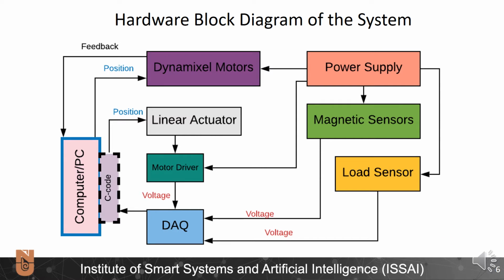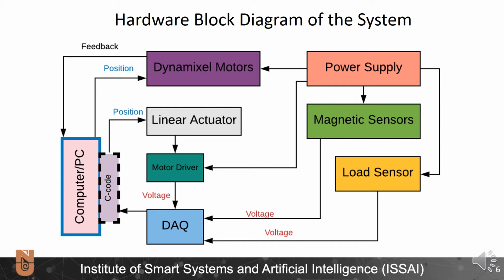Here you can see the hardware block diagram of the system. Each element of the system is represented with a colored box and the signals are represented as arrows. In this diagram, we can see the Dynamixel motors, magnetic sensors, motor driver and the load sensor are powered with a power supply. Also, we can observe that the linear actuator sends feedback to the data acquisition card through its motor driver. Similarly, measurements from magnetic sensors and the load sensor come to the data acquisition card.